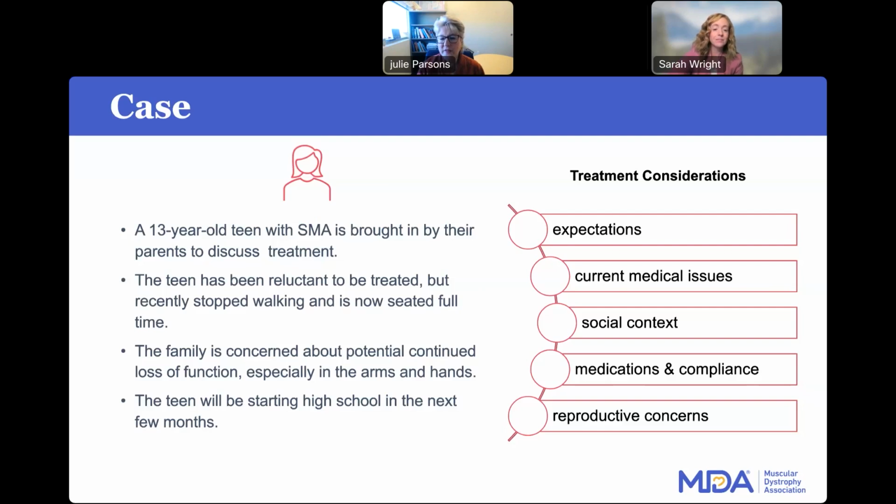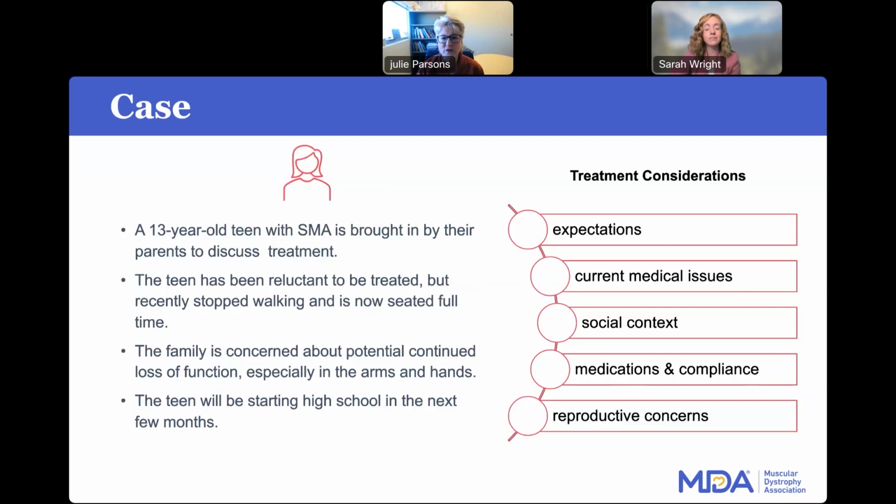I would agree. And other things that we think about, particularly with a young teen, is what are their expectations? What are the family's expectations? If the teenager has just been seated, do they expect to get up and walk when they're treated? And is that realistic? What kind of medical situations are we thinking about with this patient? I'm assuming this patient is probably able to be an oral feeder. Do they have scoliosis, or any orthopedic issues that might make it difficult to administer some of the treatments?